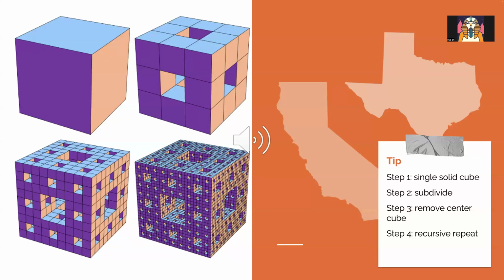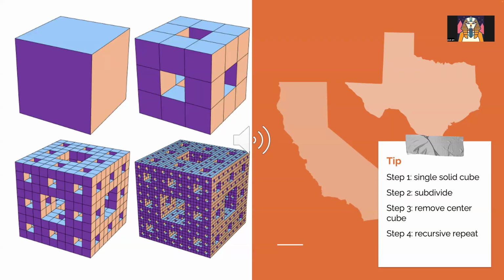We first start with a solid cube, like the picture shows in the top left. This is level one of the sponge. Next, we divide each face of the cube into a 3 by 3 grid, just like a Rubik's cube. This subdivides the cube into 27 small cubes, but with all the centers still there.